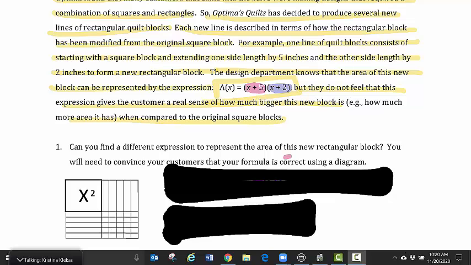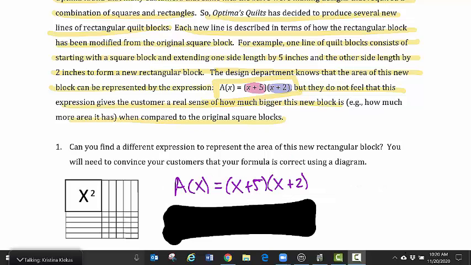So let's look at a picture. Right now we're saying it's this, x plus 5. So we have an x squared, right, plus 5 x's. 1, 2, 3, 4, 5. So again, that's your x plus 5 this way, and x plus 2 the other way. So that's x plus 2. And when you complete the picture, you would need 10 little pieces. So that would actually be your quilt.